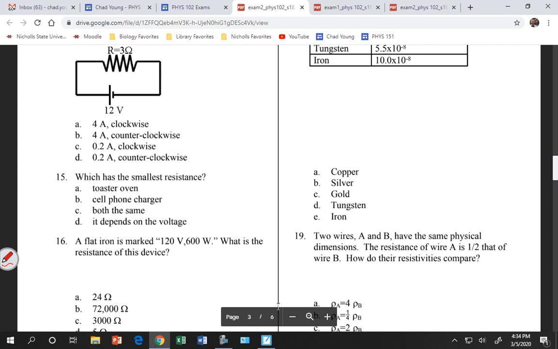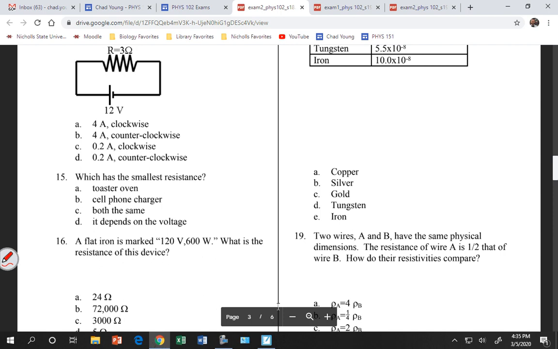Which has that one? The toaster oven one? Okay, so which has the smallest resistance? You should be able to answer this, but really this gets later into chapter 4. So if you see any questions about household things, that'll be not on this test. But let's go ahead and look at this because it's still a useful thing. You won't see a question like this, but we should be able to reason it out. Which has the smallest resistance?